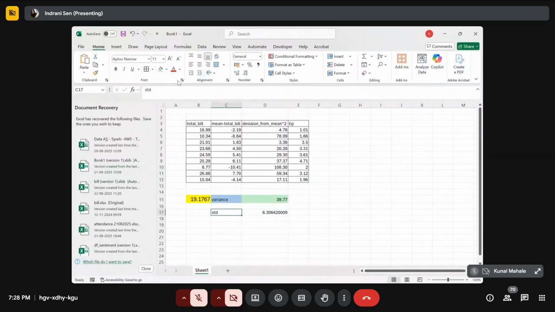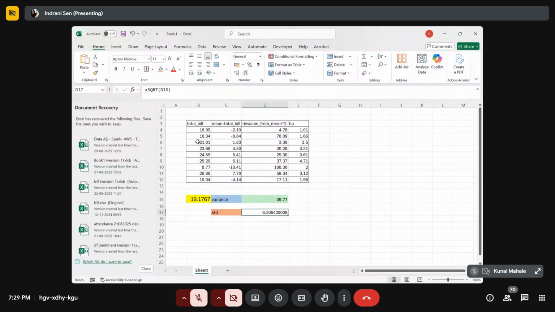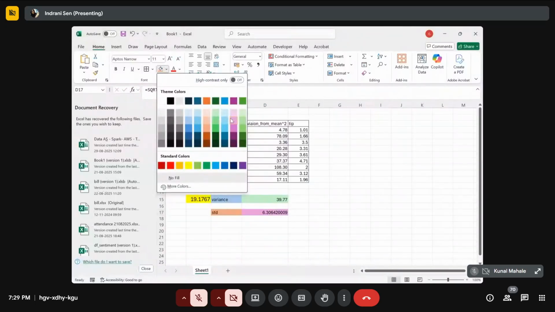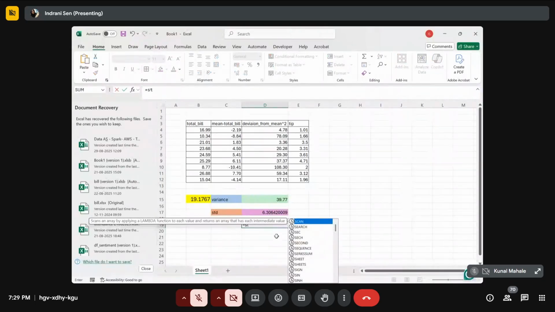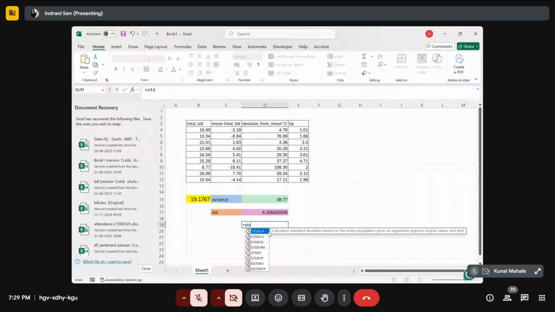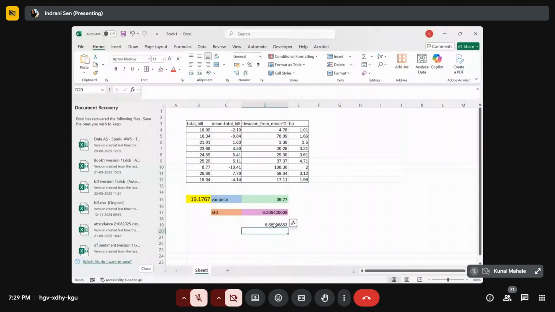Standard deviation, which is the square root of variance. Now, if you want to check whether it is correct or not, equal to STDEV. You can calculate the standard deviation of the column. So this is the column you have to take. Almost it is the same.